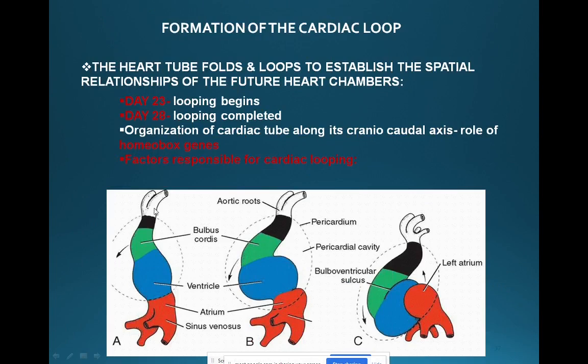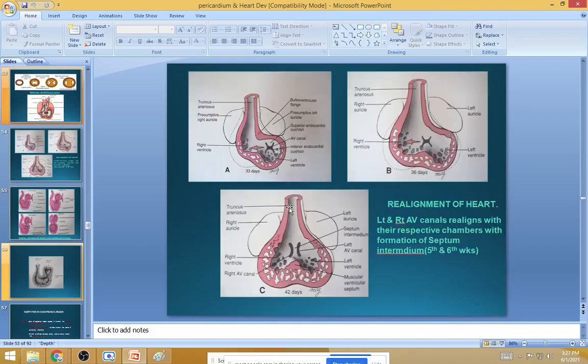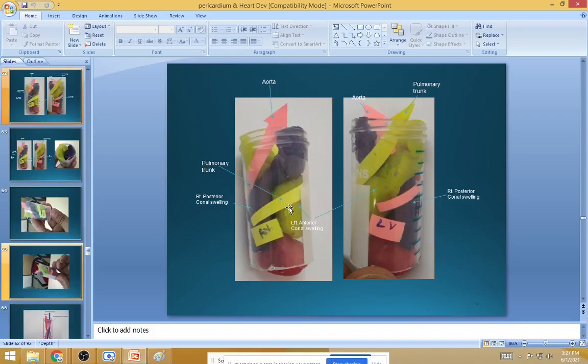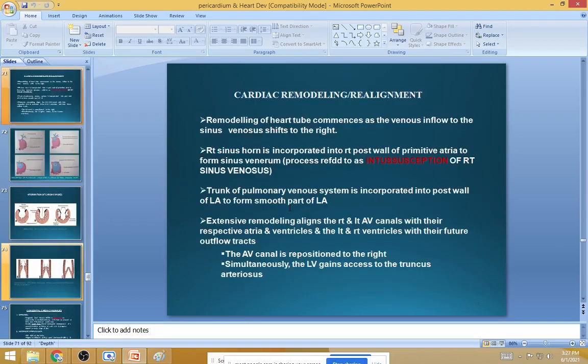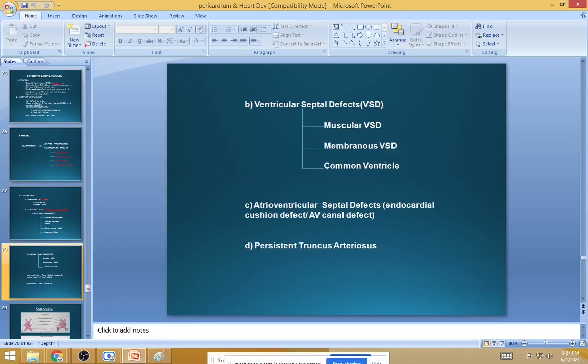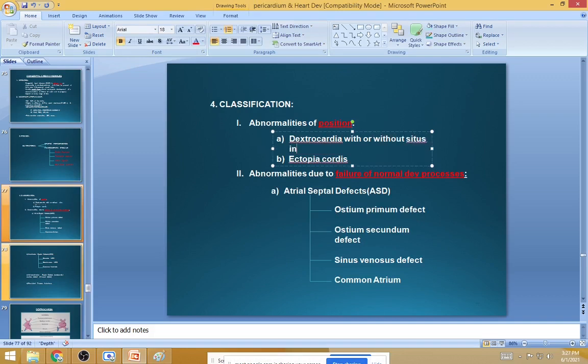Now if it happens the opposite way, the superior part comes to the left and the other part goes to the right, then there is a condition which is known as dextrocardia. As you have seen in the movies, the heart is on the right side. Now that dextrocardia may be associated with all the structures being to the left, like a mirror image, or it may be associated with only the heart. So that is known as dextrocardia with or without situs inversus.